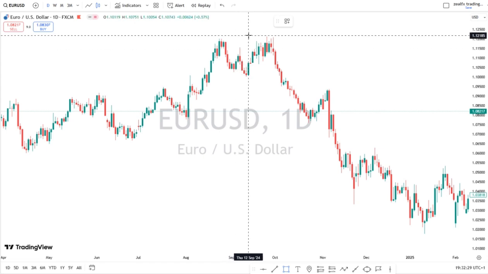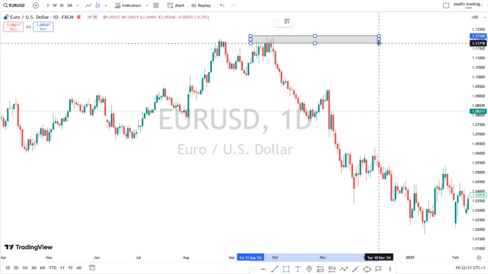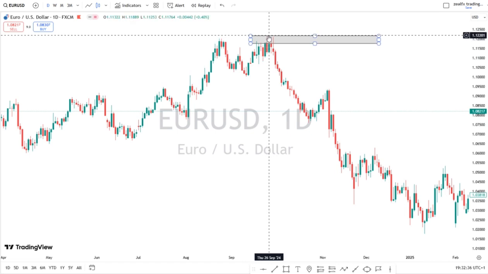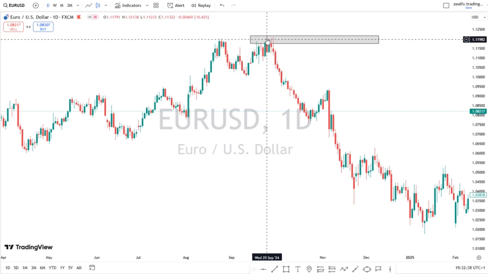Okay, this is our support and resistance zone. You draw your support and resistance zone with the wick of the candle. You have this wick high and the close of candle. This is how you draw your support.